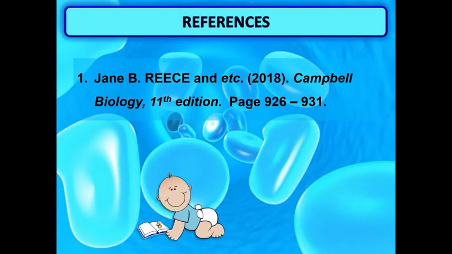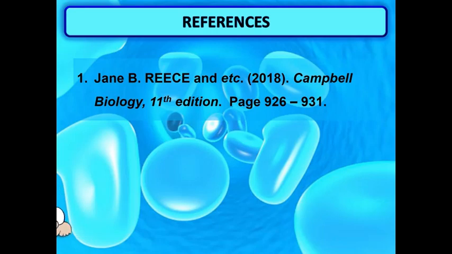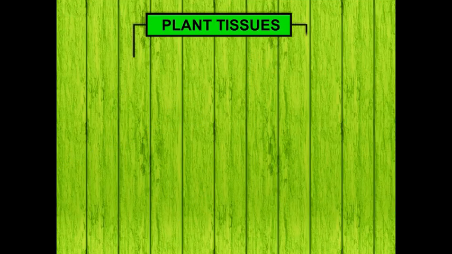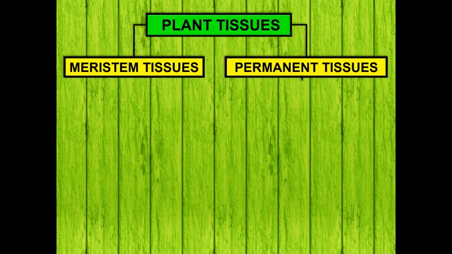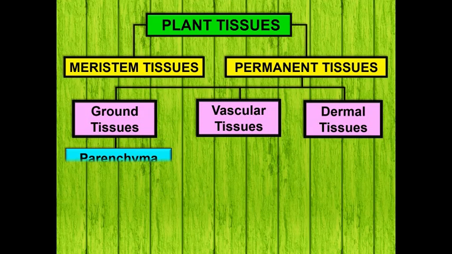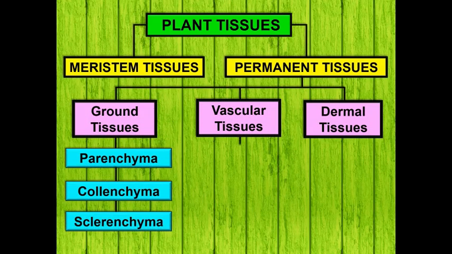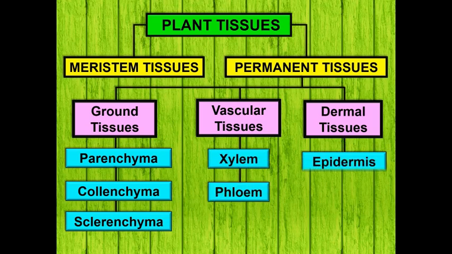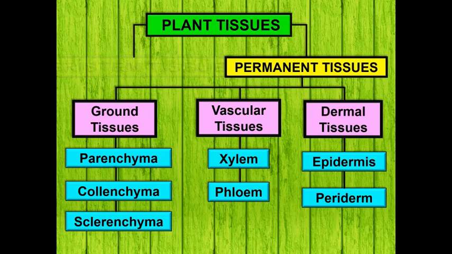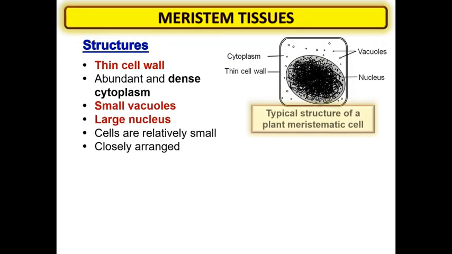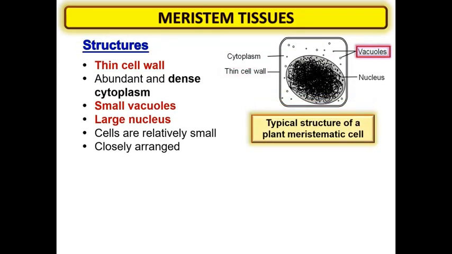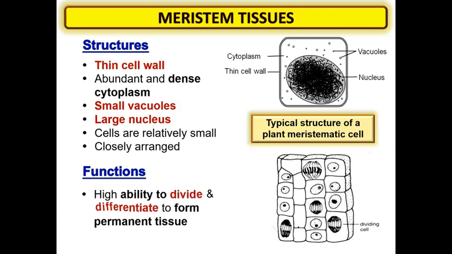Next, we are going to learn about plant tissues. Classification of plant tissues. We look at meristem tissues first. Meristem tissues consist of thin cell wall, small vacuole, and large nucleus. Meristem tissues can divide and differentiate.